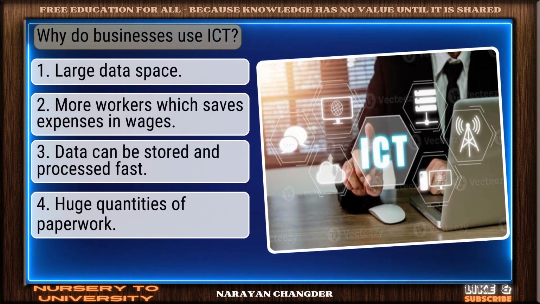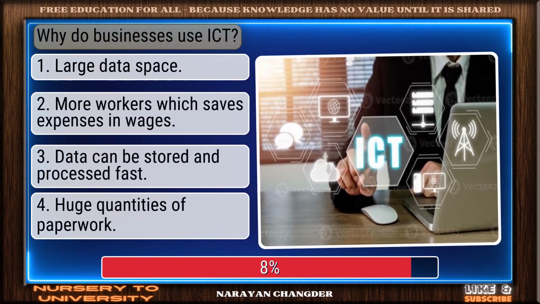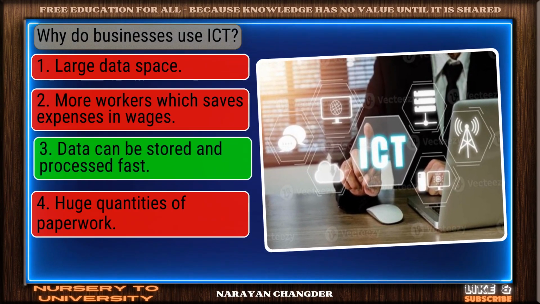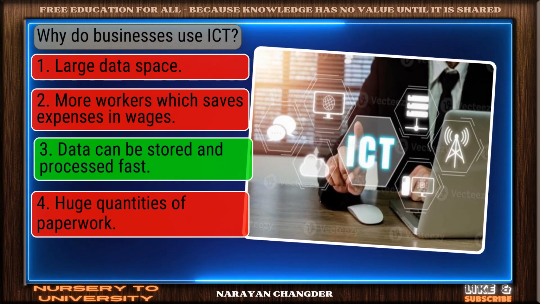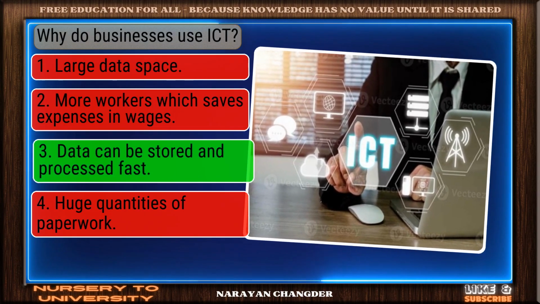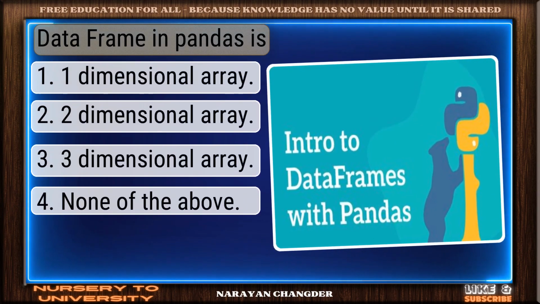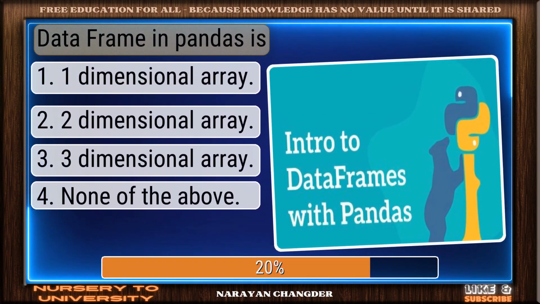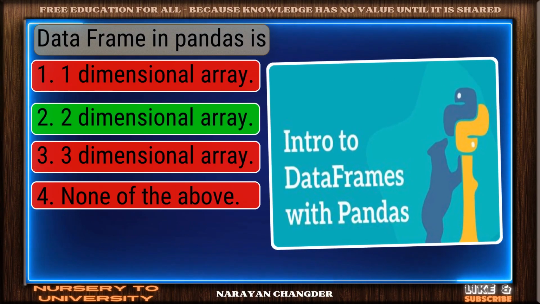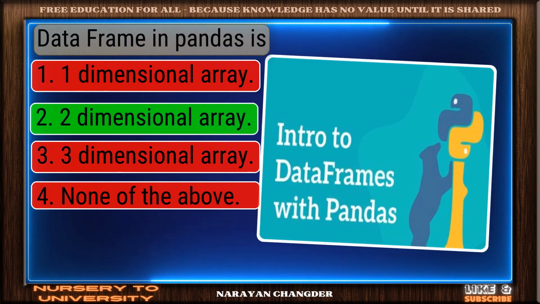Question number 75. Why do businesses use ICT? Correct response. Data can be stored and processed fast is the most accurate answer. Question number 76. Data frame in pandas is. Right again. Two-dimensional array is a valid answer.